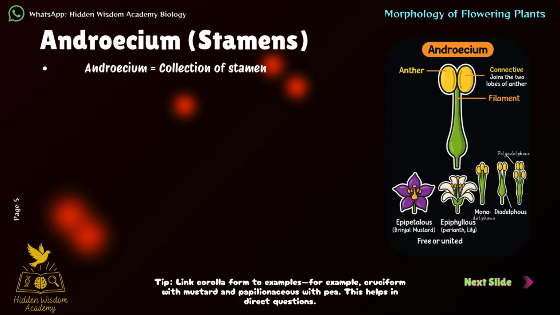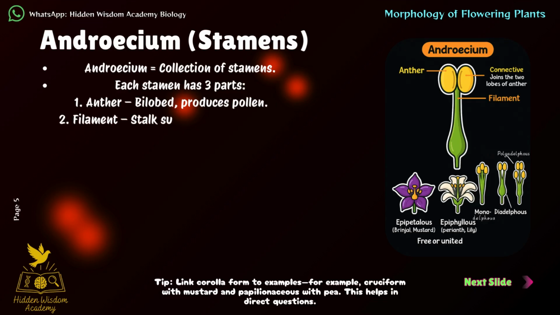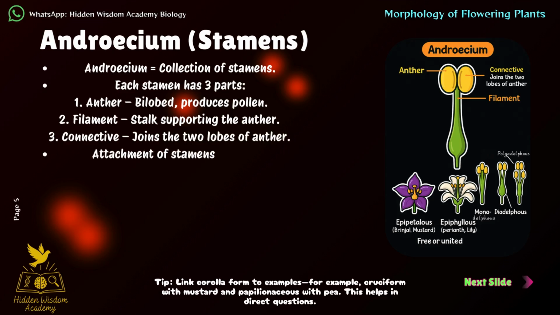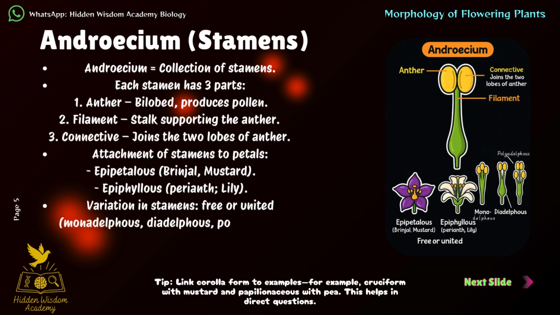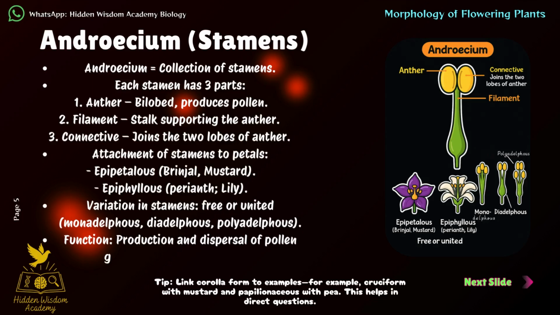Let's talk about Androecium. The Androecium is the male part of a flower, made of stamens. Each stamen has an anther that makes pollen, a filament that holds the anther, and a connective that joins the anther lobes. Stamens can attach to petals, epipetalous, example, brinjal, mustard, or to the perianth, epiphyllus, example, lily. They may be free or joined in groups. The main function of the Androecium is to produce and release pollen, the male gametes.